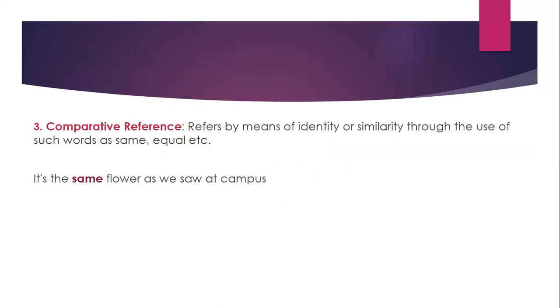And the last type of reference is comparative reference, which refers by means of identity or similarity through the use of such words as same, equal, etc. It's the same flower. Here is the example of comparative reference. It's the same flower as we saw at campus. So this type occurs when we look at two things to see how they are similar or different.